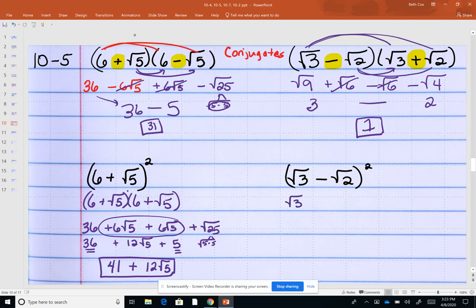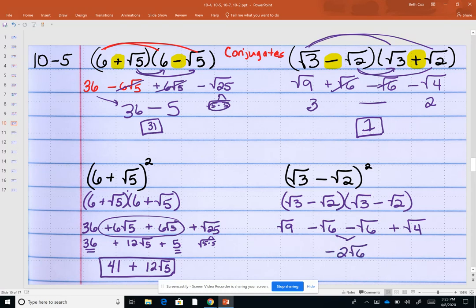Same thing over here. This is the same thing. When I multiply this, I'm going to get the square root of 9 minus the square root of 6 minus another square root of 6 plus square root of 4. This is going to give me a minus 2 square roots of 6. Still get the 3 over here. Still get the 2 over here, just like I did in the above ones. And then I can add those and get 5 minus 2 square roots of 6.